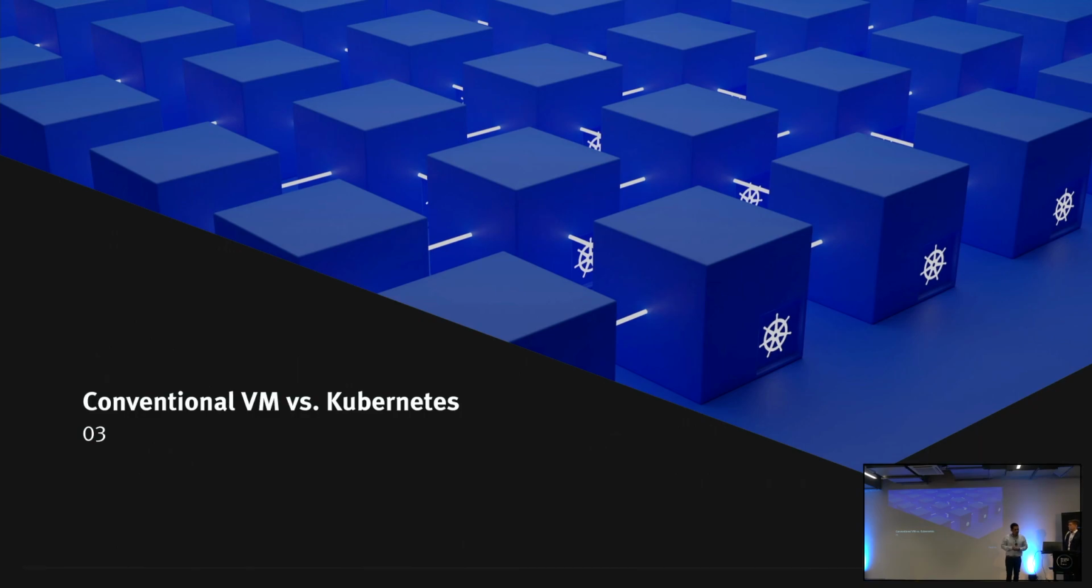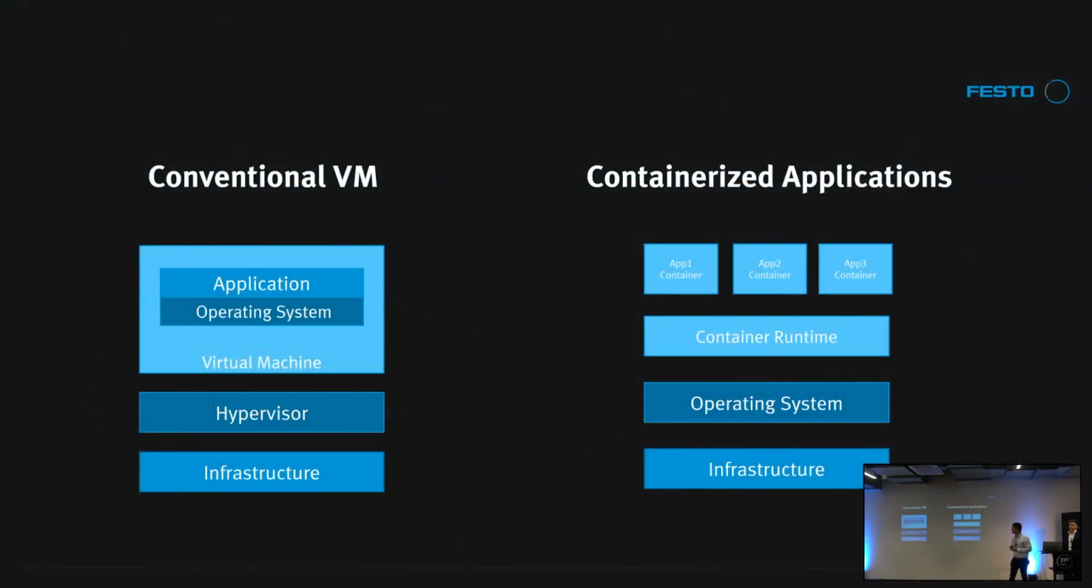We will not go into much detail, but I think some basics are very important. On the left side, you have a conventional VM with some infrastructure at the bottom and a hypervisor. There is a running virtual machine on this hypervisor and then an application. On the right side, we also have the infrastructure, our operating system, then the container runtime, and then different applications managed by your container runtime.